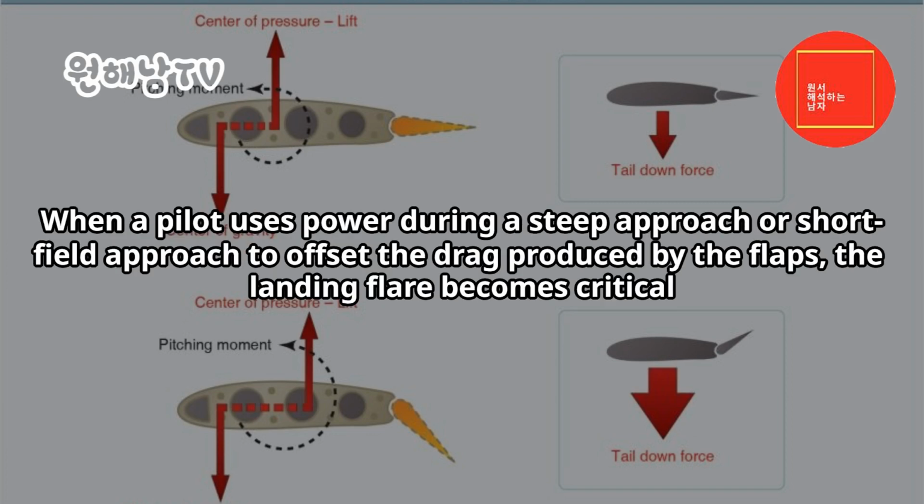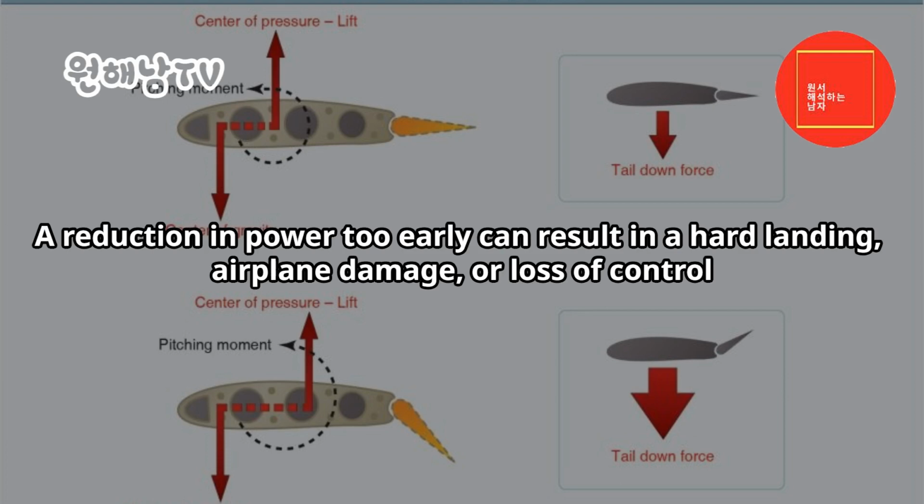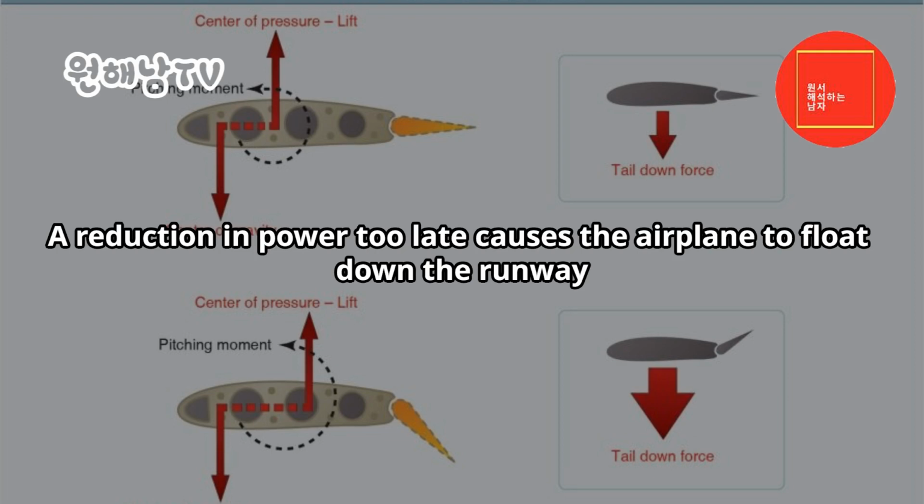When a pilot uses power during a steep approach or short field approach to offset the drag produced by the flaps, the landing flare becomes critical. A reduction in power too early can result in a hard landing, airplane damage, or loss of control. A reduction in power too late causes the airplane to float down the runway.